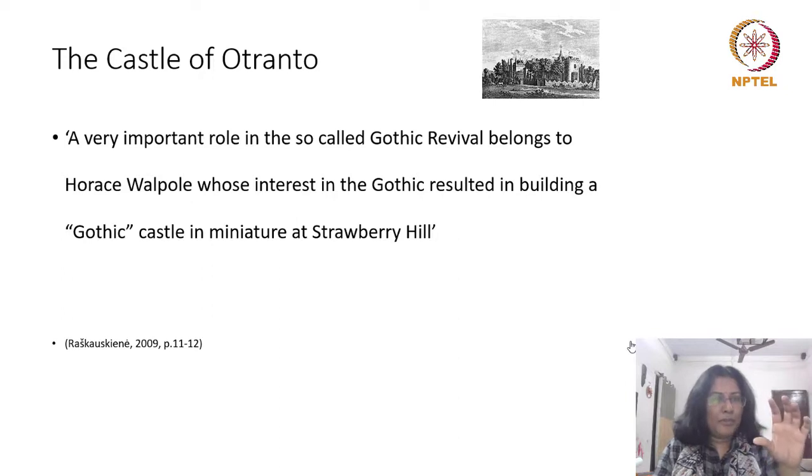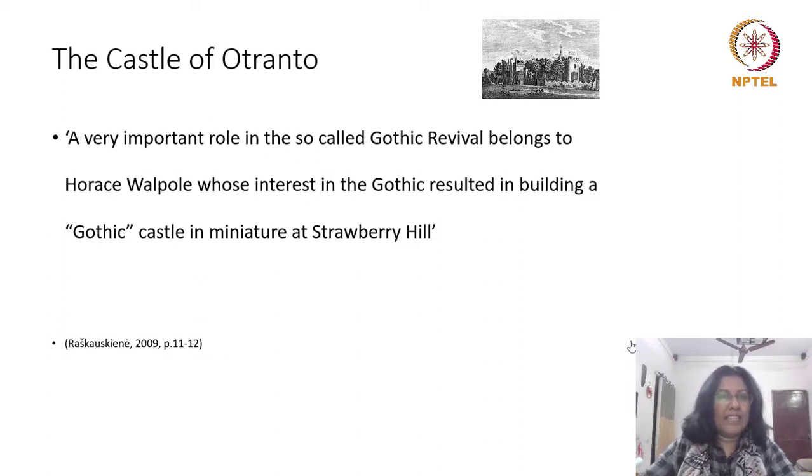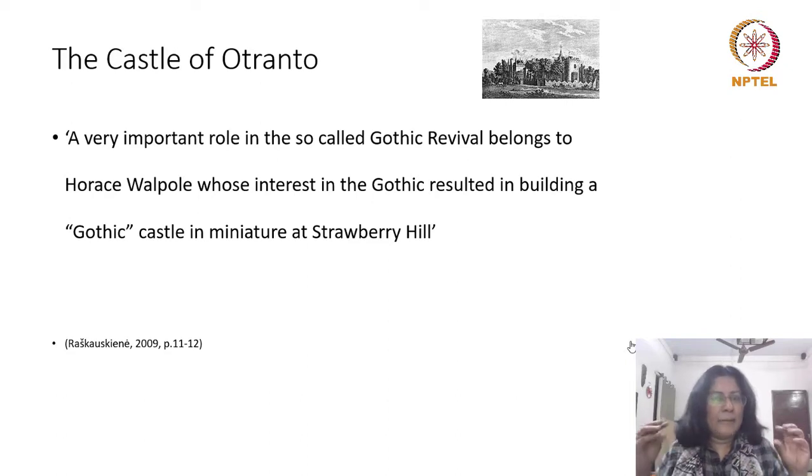Now, I want to bring this idea of the castle to the forefront in terms of the Gothic narrative. The castle is key to the Gothic narrative. The key building, the domestic building, becomes complicated in Gothic texts. And in Horace Walpole's The Castle of Otranto, we have a medieval castle at the heart of it. Let's talk more about the context in which this novel was constructed in the next few minutes.